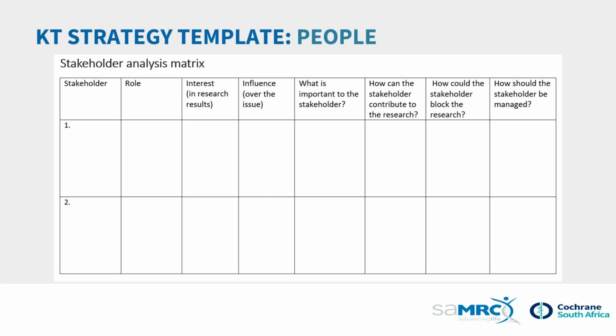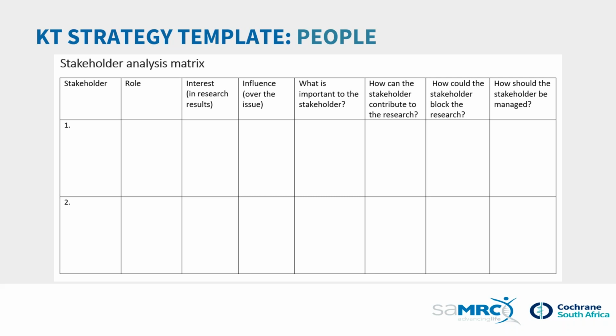In KT, we always want to know who is interested in our research, who has influence over our research. So for example, who can actually promote our research and champion our research, or who has the potential to block our research or resist our research. We also want to know who do we want to engage with, who do we want to involve, consult, and empower through our research or our research findings.